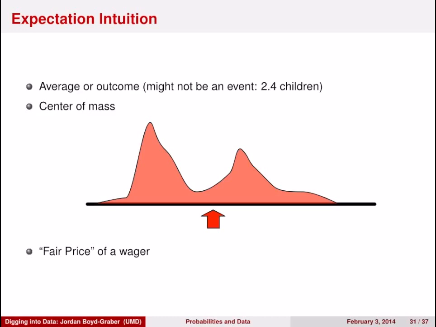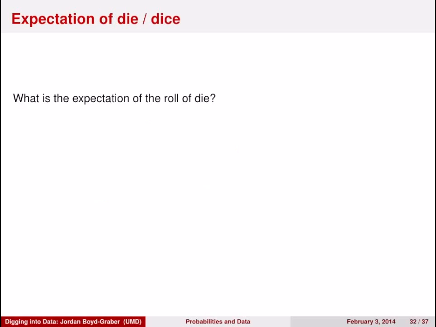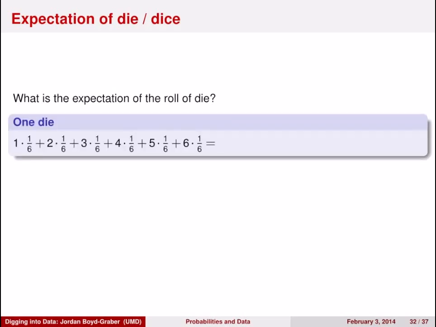Now let's take a look at another example on discrete distributions. So what's the expectation of a roll of one die? So this requires us to go through and take the outcome of each die and then weight it by its probability. The probability of each outcome is just 1/6 because it's a fair die. So if you add up the numbers 1 through 6, you get 21. 21 divided by 6 is 3.5.